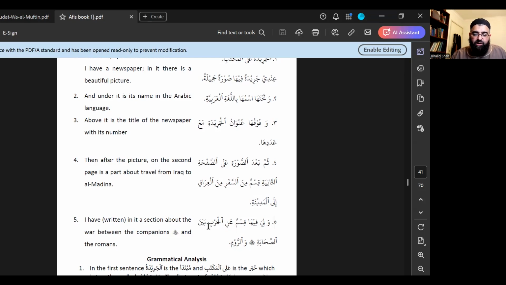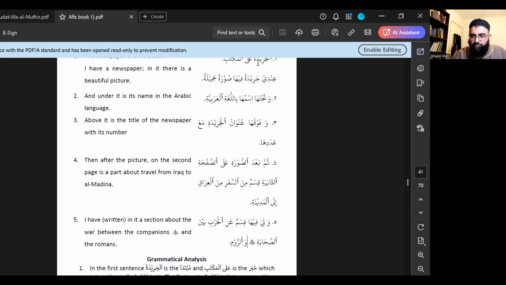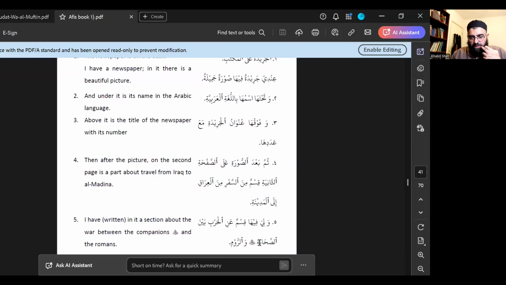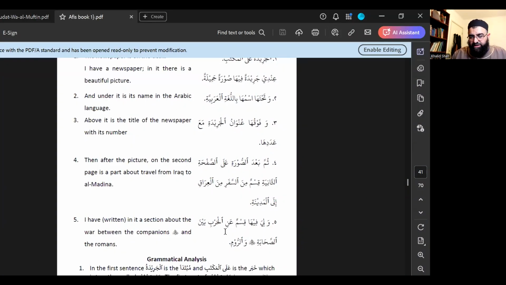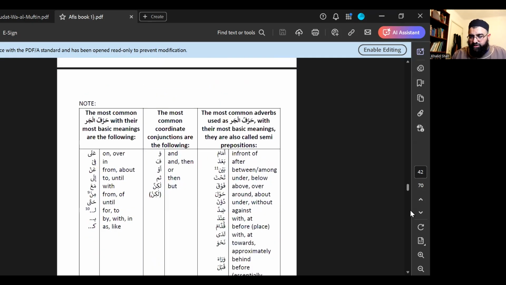belonging to me. Anil harbi, about the war, jar majrur. Bain as-sahaba, jar majrur. Warumi, and Rumi follows that because bain is one of those words that requires two nouns, between this and between this. Because it's between Baina Sahabati wa Rumi, and Rumi, it just repeats the haraka from the Baina on Rum as well, but that's because of the waw that's there. All right, next sentence.